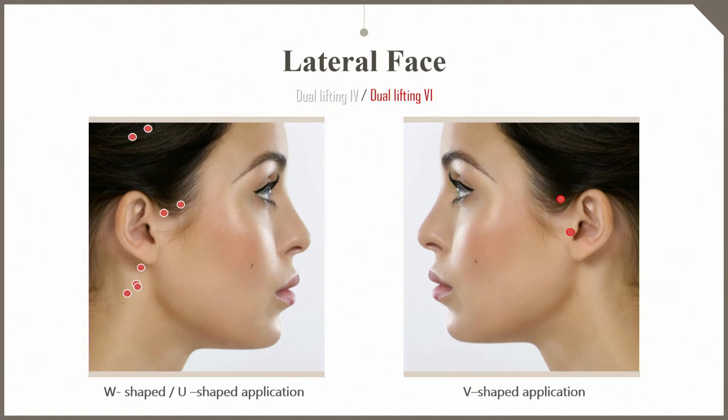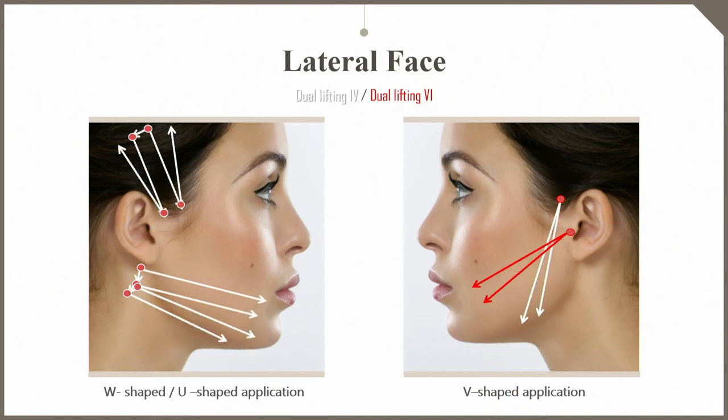I usually like to use these strong models of thread. First of all, I can apply the dual lifting thread on the temple. I prefer to use W-shaped or U-shaped application where I can hide the scar and irregularity. For the temple, the hair will hide this kind of irregularity effectively. So I can apply the W-shaped application there. And on the mastoid, the ear can hide the irregularity there. So I can apply the U-shaped application because this application has very strong anchoring. So we can guarantee the effect.